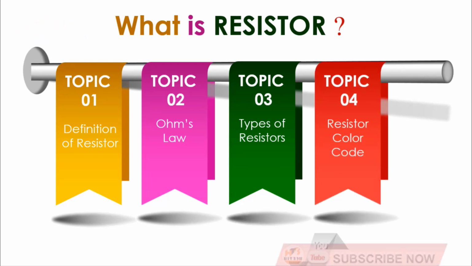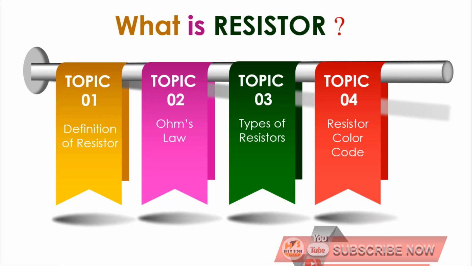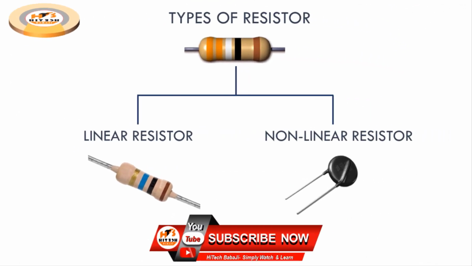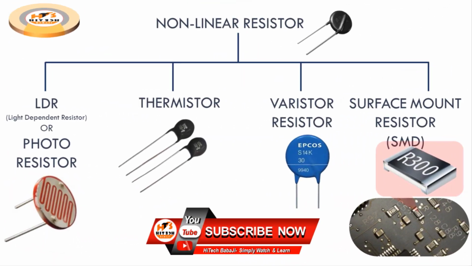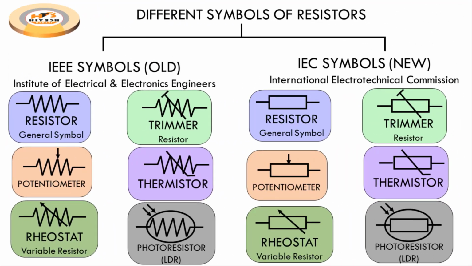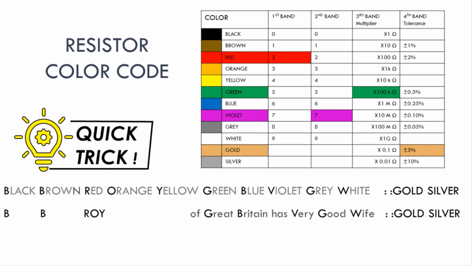how to apply Ohm's law, and what different types of resistors are available, like thin film resistors, thick film resistors, variable resistors, light dependent resistors, varistors, thermistors. All these we will discuss in this lecture. And finally we will discuss the color codes and how to read the color codes of the resistors.